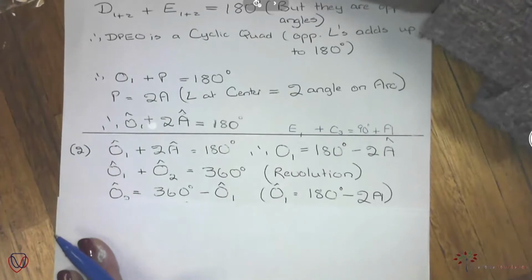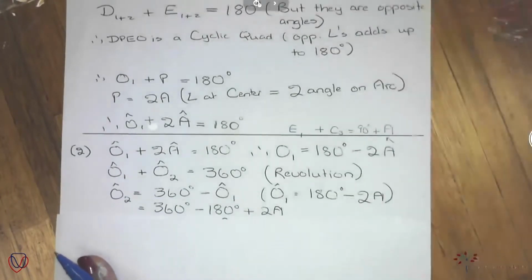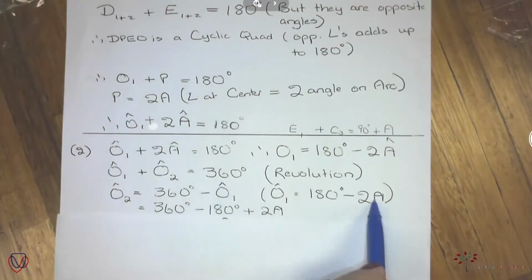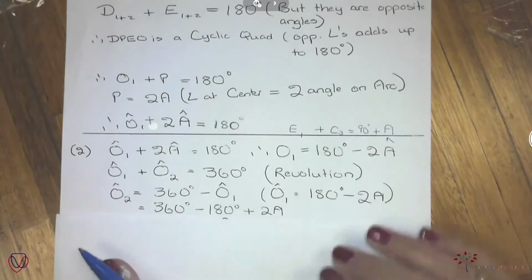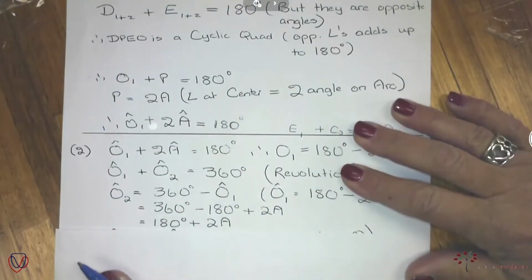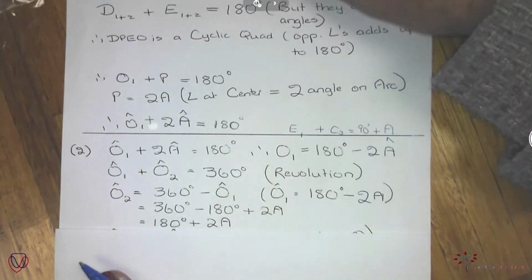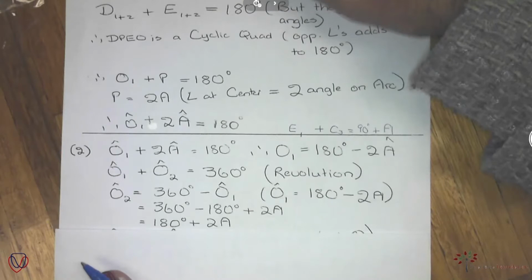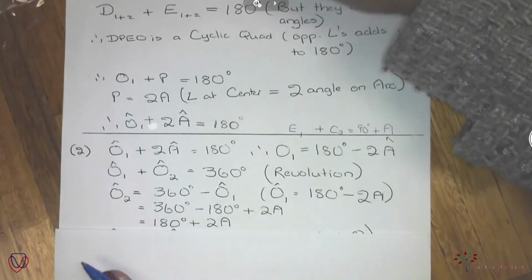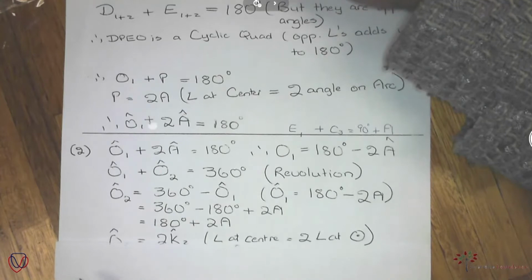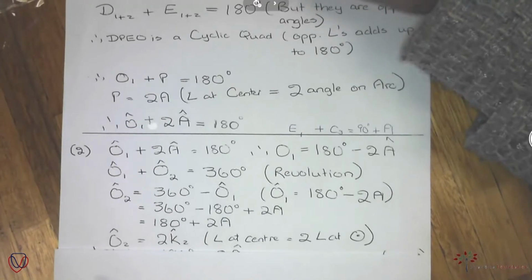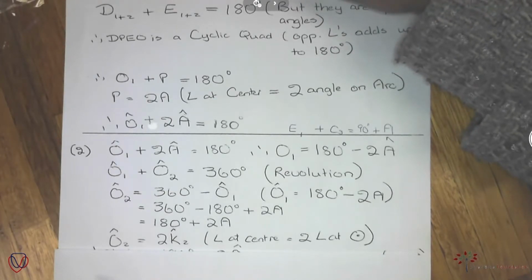Let's go on. So O2 is 360 minus O1, which is this. I write it in there. So O2 is 180 plus 2A. And what did we say right at the beginning? This is the reflex angle at the center of the circle, and it's going to be twice K2. Can you see that? O2 is twice K2. Angle at the center is twice the angle on the arc.